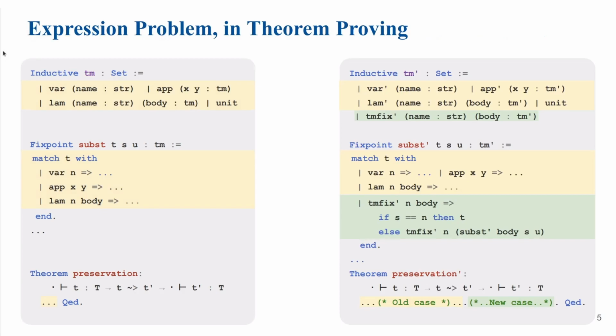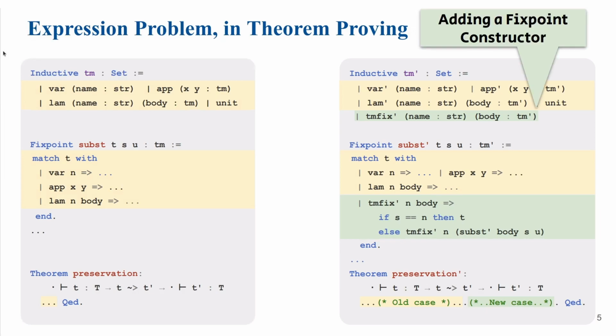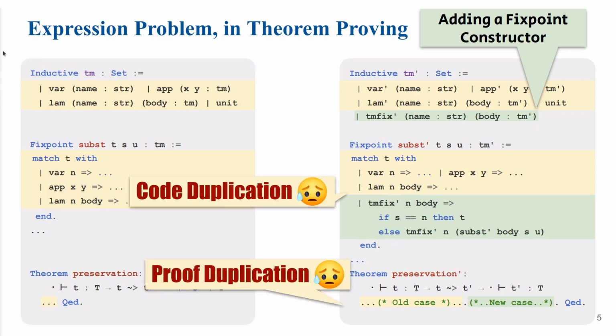Now we want to extend STLC. We want to add a fixed point construct to STLC, by adding to the Tm type a new constructor called tm_fix. Such a simple addition to the abstract syntax requires us to duplicate the original code and proofs. This practice is tedious and highly non-modular.